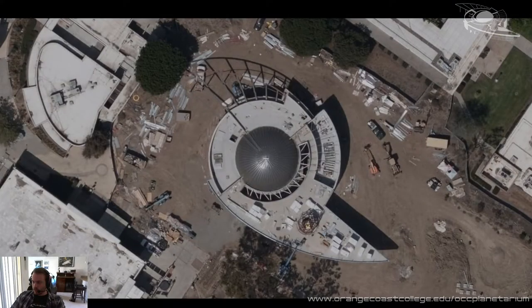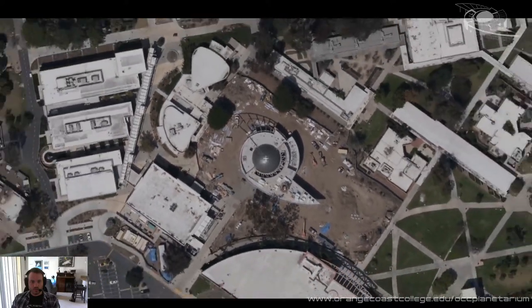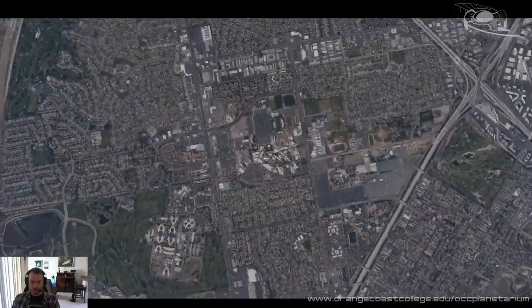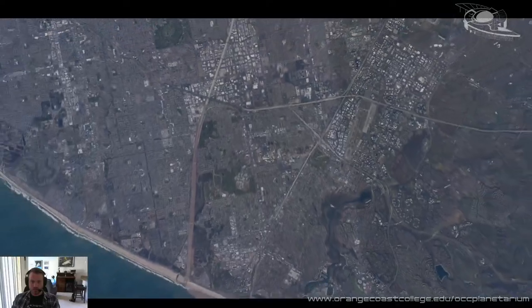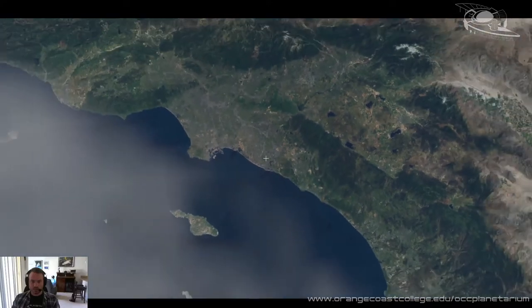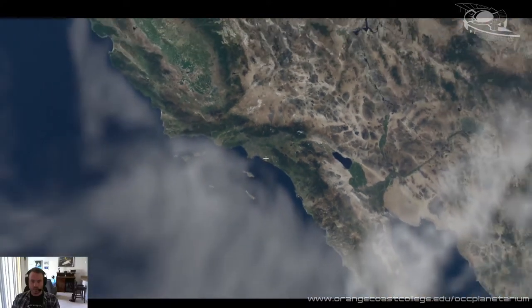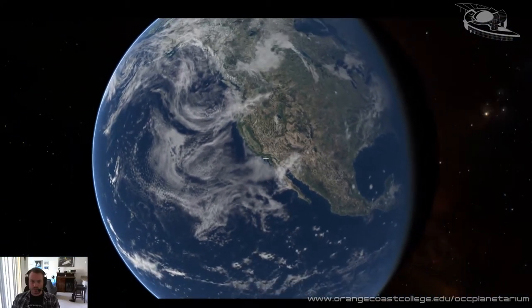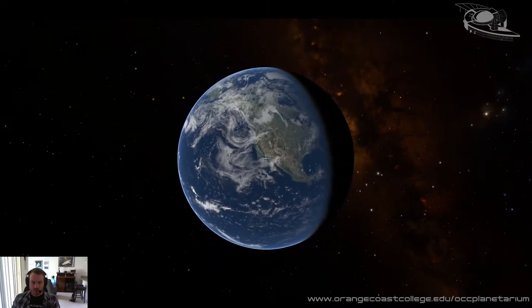This is WorldWide Telescope, and you can see we're hovering above the unfinished planetarium there at Orange Coast College. But we're not interested in the ground. We're going to zoom up away from the planetarium so we can see all of our campus, Orange Coast College, all of Costa Mesa, most of Orange County now. There's Los Angeles, Southern California, a big chunk of the United States, Mexico, almost all of North America, and there's planet Earth, our home, floating there in space.